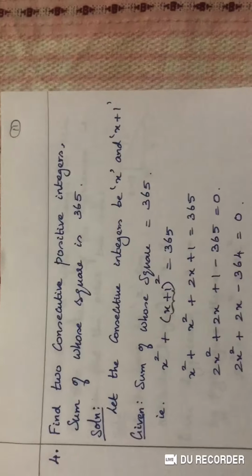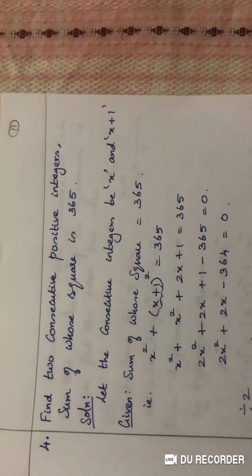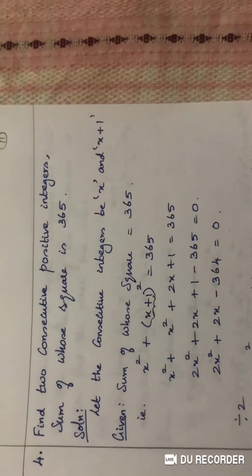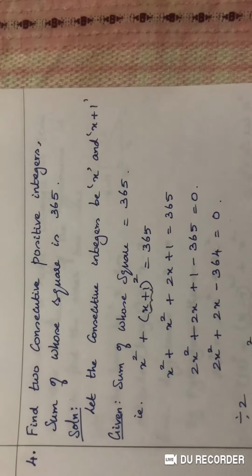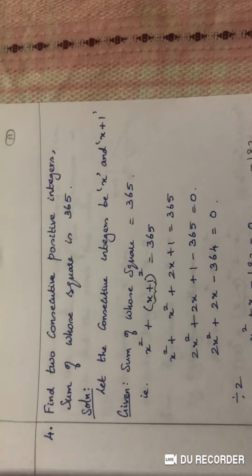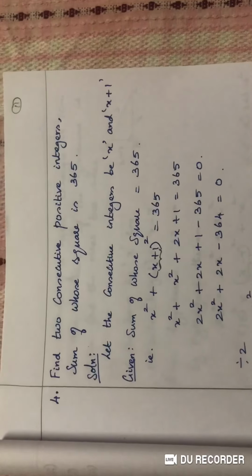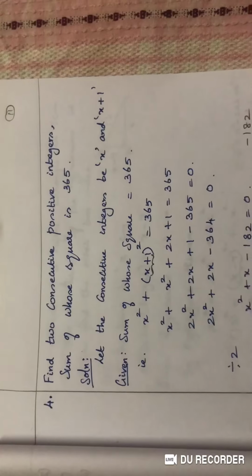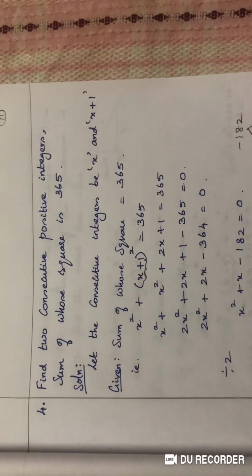Fourth sum. Find two consecutive positive integers, the sum of whose squares is 365. So first step, we are taking two consecutive integers. Consecutive integers are nothing but nearby numbers. So if I take the first as x, the next number will be x plus 1.